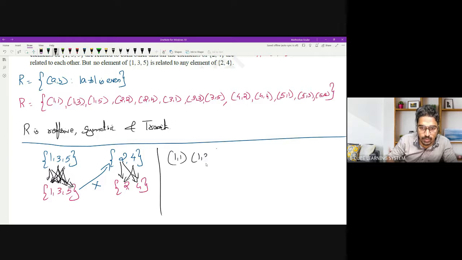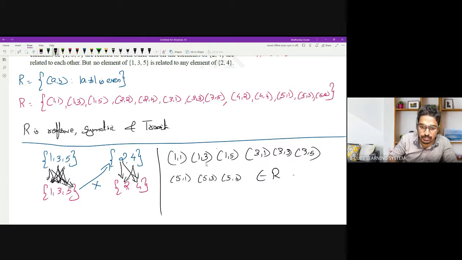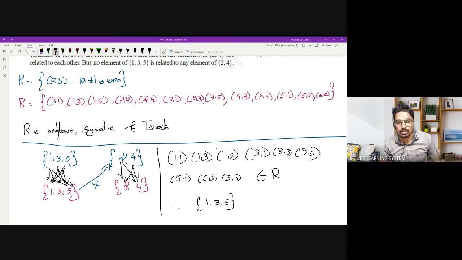1 1, 1 3, 1 5, 3 1, 3 3, 3 5, 5 1, 5 3, 5 5 belong to the relation. Therefore, every element in set 1, 3, 5 is related to each other. Similarly we can write 2 2, 2 4, 4 2 and 4 4 belong to the relation. Every element in 2, 4 is also related to each other. But no element in 1, 3, 5 is related to any element in 2, 4. That we can write as the statement itself.